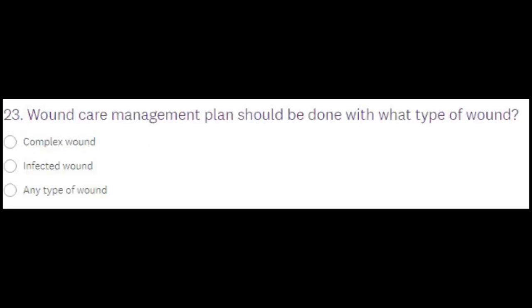Next question. Wound care management plan should be done with what type of wound? Option A, complex wound, option B, infected wound, and option C, any type of wound. Any type of wound is the right answer. Option C is the right choice.